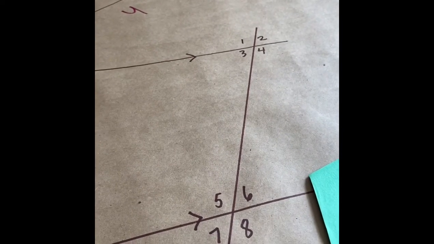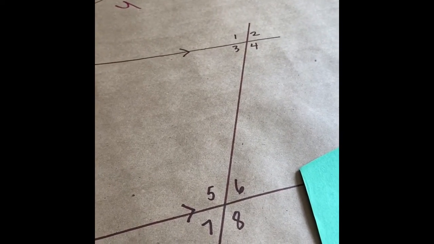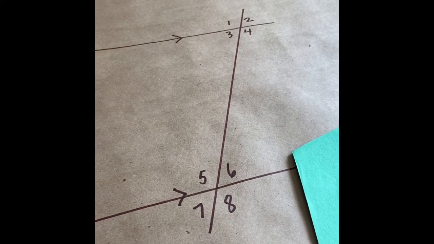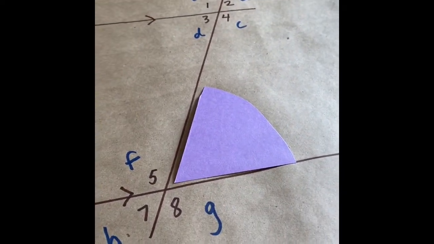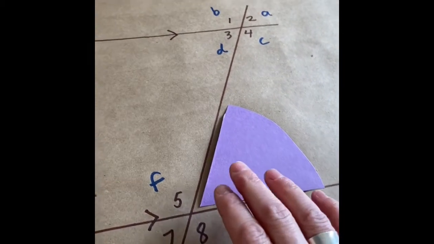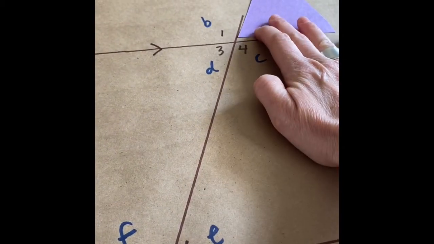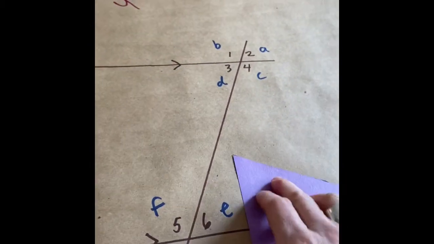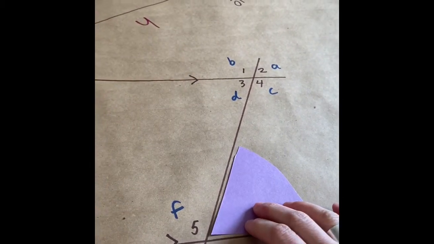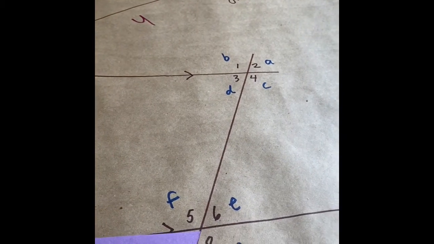So I'm going to get my construction paper and we're going to cut out those angles and see if we can notice something interesting about those ones as well. Just like the green angle, I've got a purple angle here, and what I can see with the purple angle is that 2 and 3 and 6 and 7 are the same.